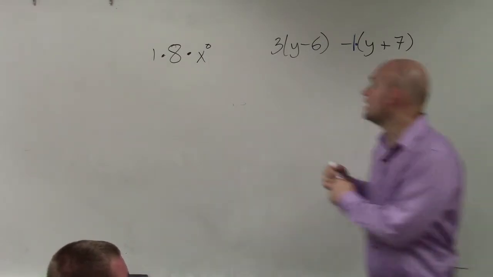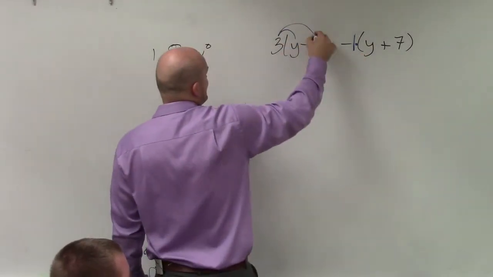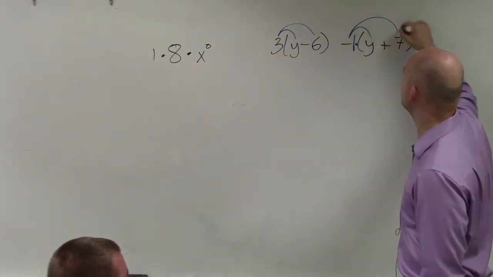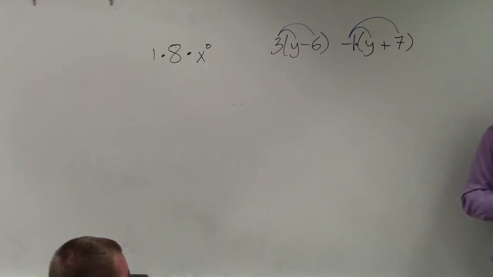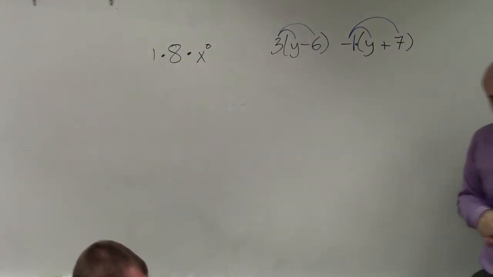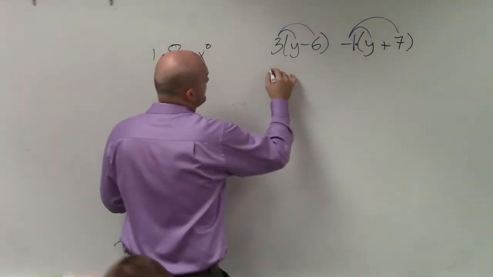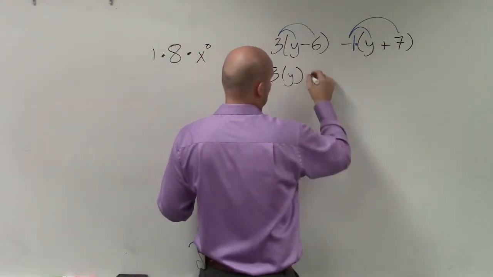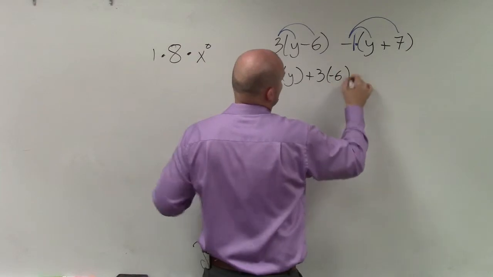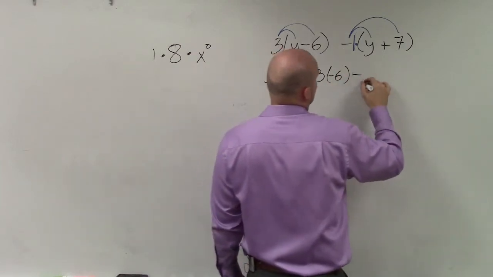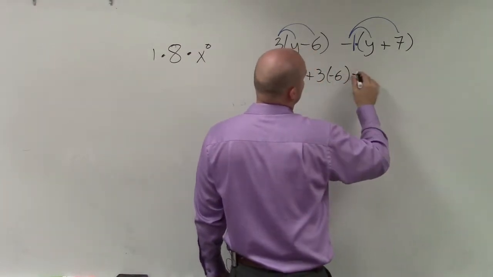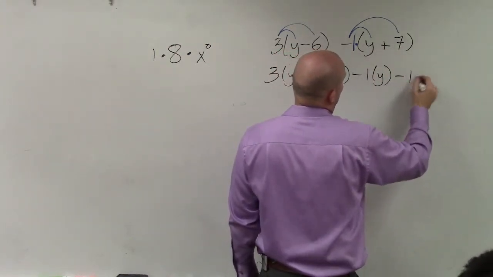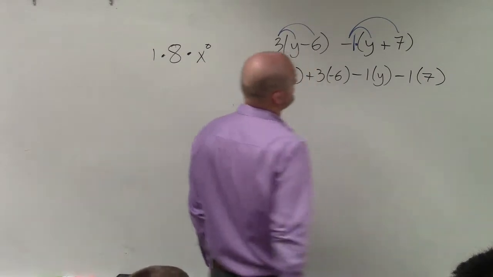So when you look into applying distributive property, I have 3 times y, 3 times negative 8, negative 1 times y, and negative 1 times 7. All right? Now let's go and simplify using our distributive property. So I have 3 times y plus 3 times negative 6 minus 1 times y, and then minus 1 times 7.